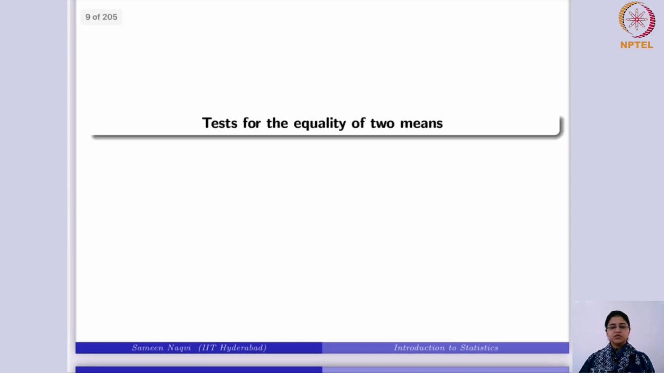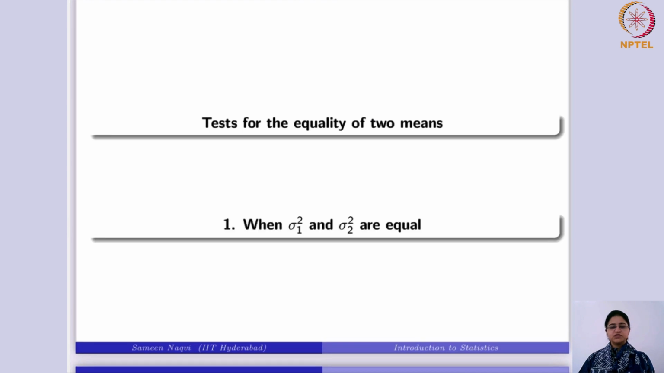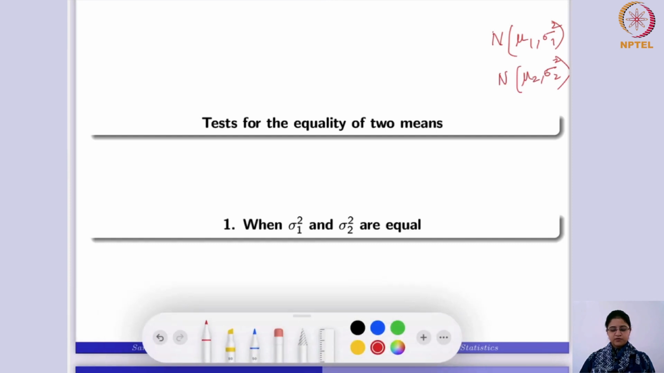We will begin with the test for the equality of two means, and the first condition we impose over here is that the two variances are equal. What it says is that if you have two populations, normal mu1 sigma 1 square and normal mu2 sigma 2 square, these are the two populations. Now it is imposing the condition that the two variances are the same, which basically means that we are working with the same variance. So we would just have mu1 sigma square and mu2 sigma square.